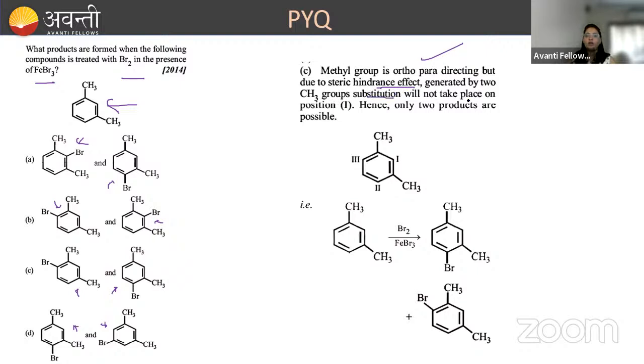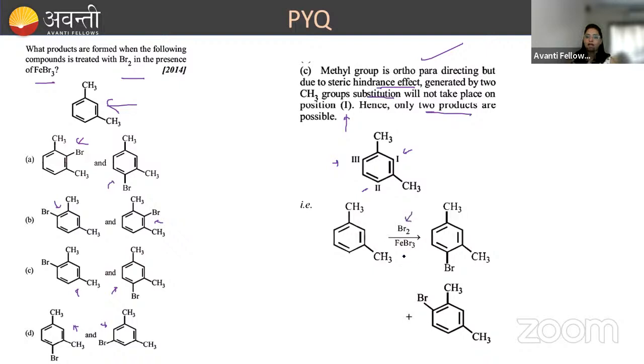But due to steric hindrance, what happens is that there is a generation of 2 CH3 group substitution will not takes place on position 1. Okay, ये position 1 है, ये position 2 है, ये position 3 है, मैंने दिखा हुआ है. Hence only 2 products are possible. So which 2 products are possible? So this product, that is product C, is possible.